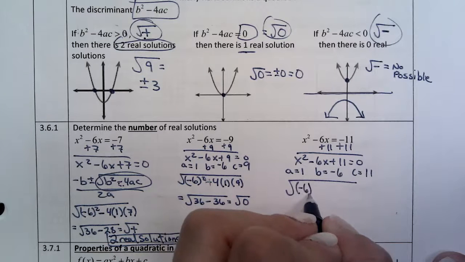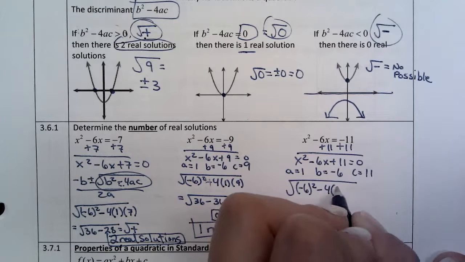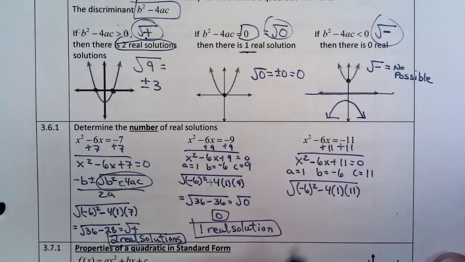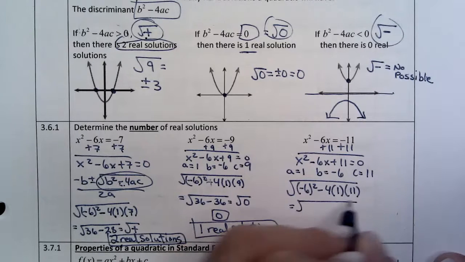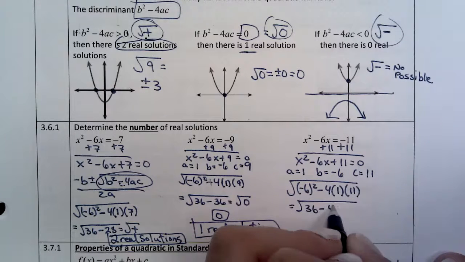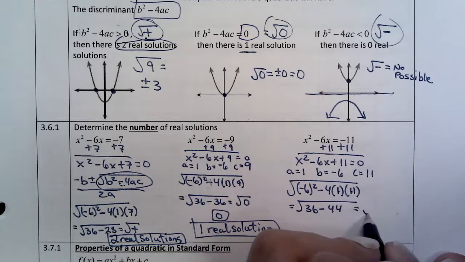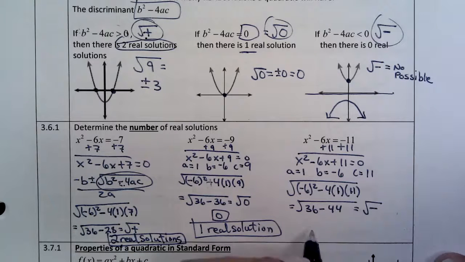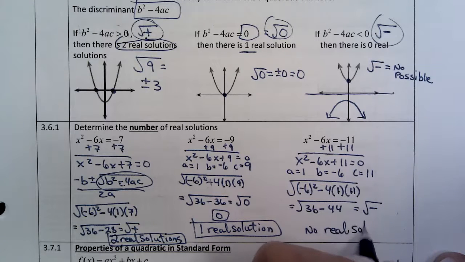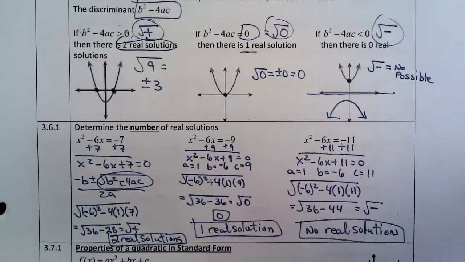So negative 6 squared minus 4 times a times c. And that gives me the square root of 36 minus 44. 4 times 1 is 4, times 11 is 44. So that's going to give me the square root of a negative number, which is no real solutions. Once you guys learn imaginary, it'll be an imaginary solution. For now, it's no real solutions.